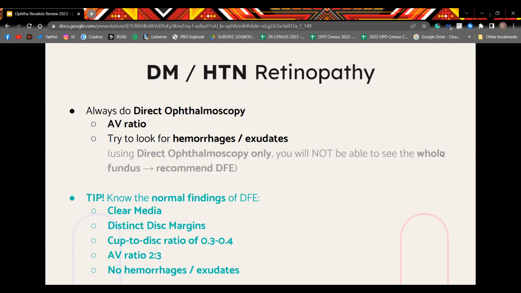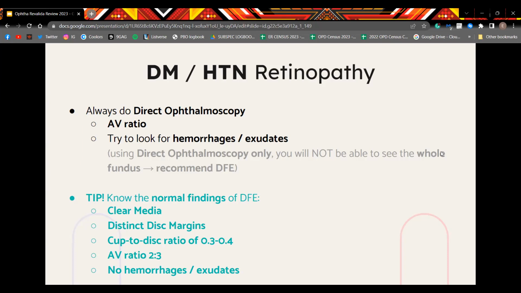So if you are considering diabetic or hypertensive retinopathy, sa Revalida, it's always important to do yung direct ophthalmoscopy, no? So it's expected na wala kayong masyado makita with the direct ophthalmoscopy kasi usually hindi pa dilated yung patient and mahirap talaga makakita ng findings sa direct ophthalmoscopy. Mahirap talaga siya gawin, no? Pero ito na lang siguro yung mga i-emphasize ko na findings. So would be AV ratio and try to look for hemorrhages or exudates kung ano man makita nyo, no?